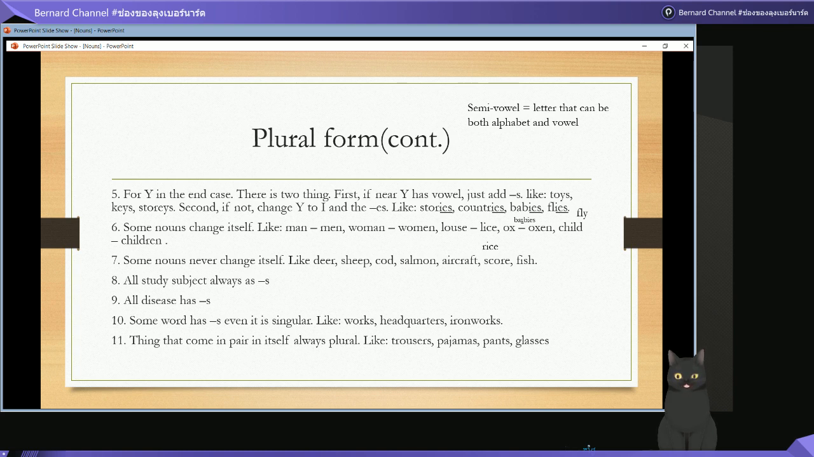And next thing is, okay, let's go to number 7. Number 7 says some nouns never change themselves. Yep, be careful. Some nouns just don't change. Never change, like deer. Deer, they don't add a single thing to it, but they can be both singular and plural form. Yeah, deer and sheep. Sheep also as well.